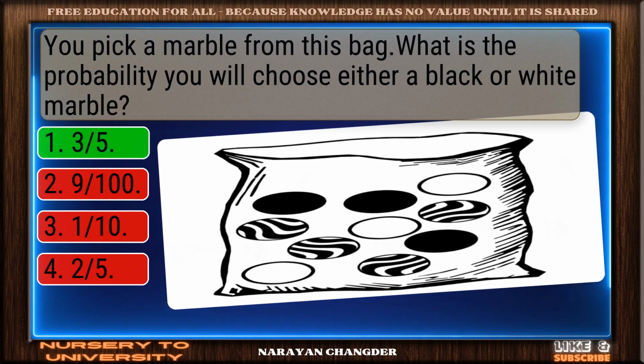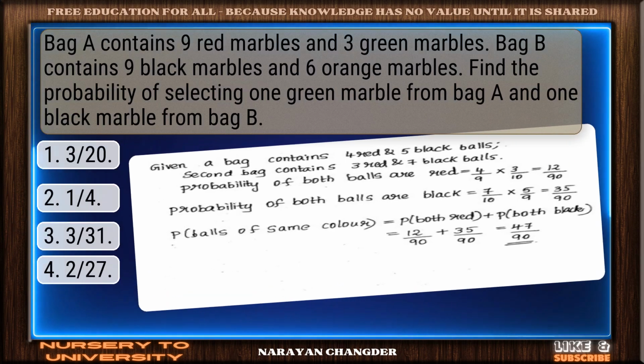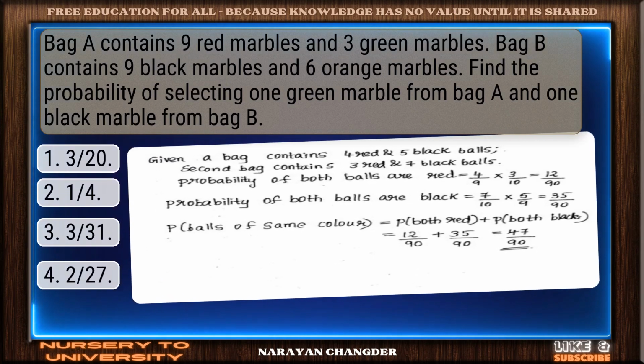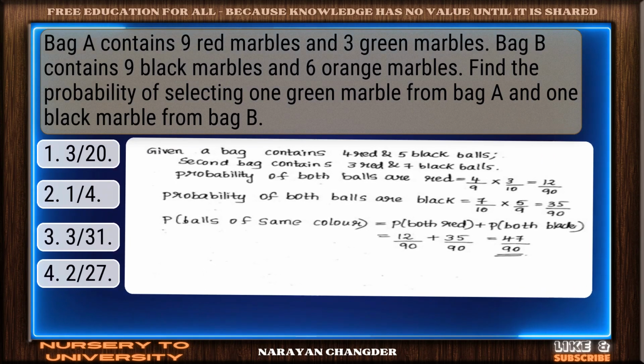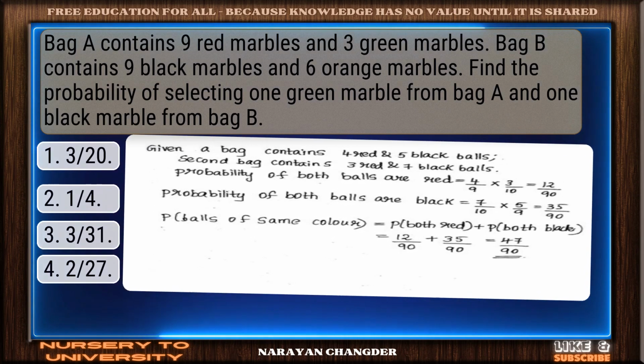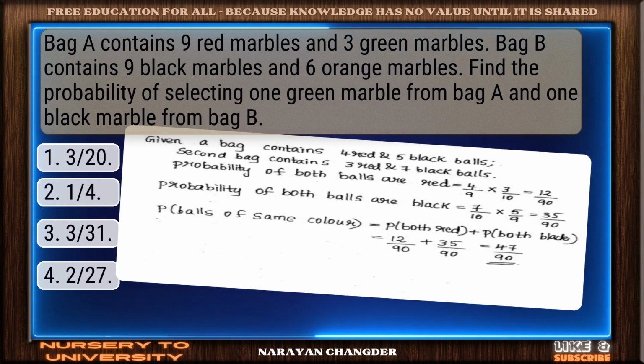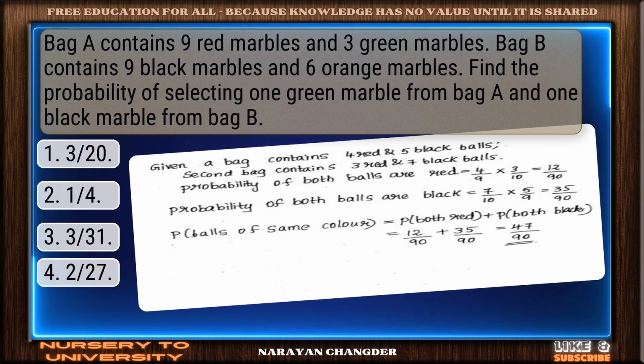You got it. 3/5 fits. Bag A contains 9 red marbles and 3 green marbles. Bag B contains 9 black marbles and 6 orange marbles. Find the probability of selecting 1 green marble from bag A and 1 black marble from bag B.